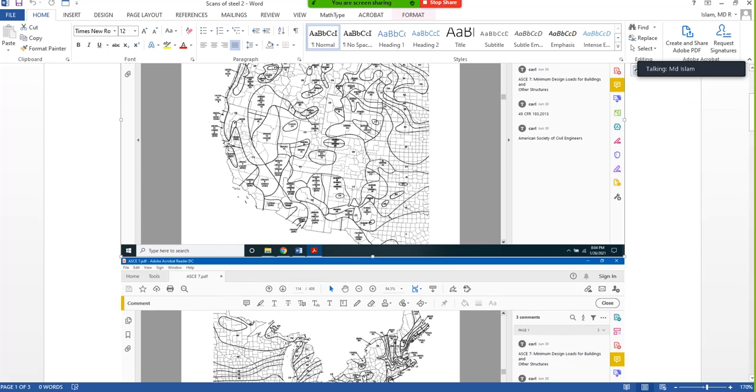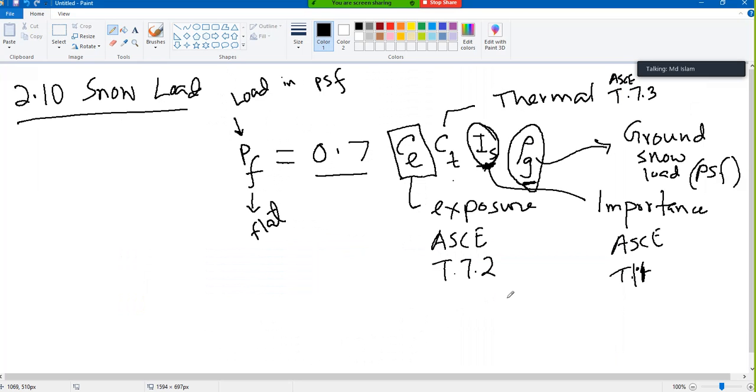Okay, so where are we? So we are in rho or pg? What does your book say? It's not rho, it's p actually, lowercase p. So hopefully you understood this also. Simply where you are designing in that area, find your ground snow load.